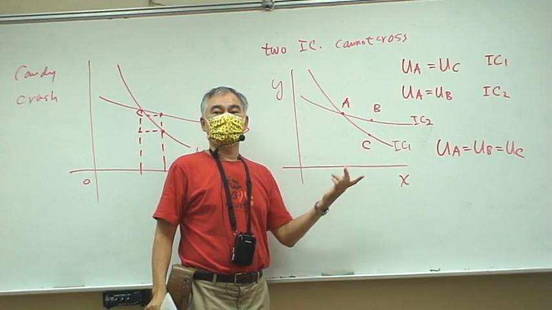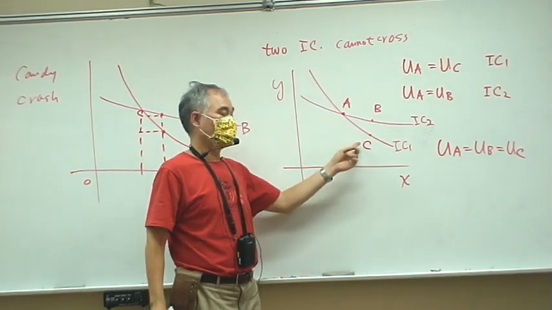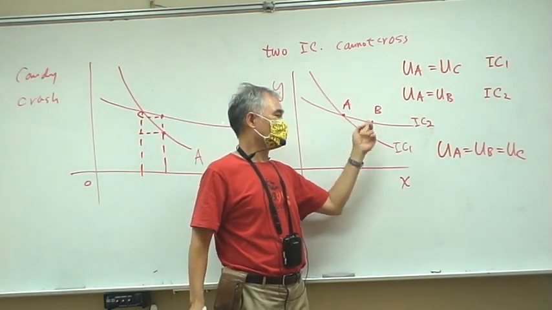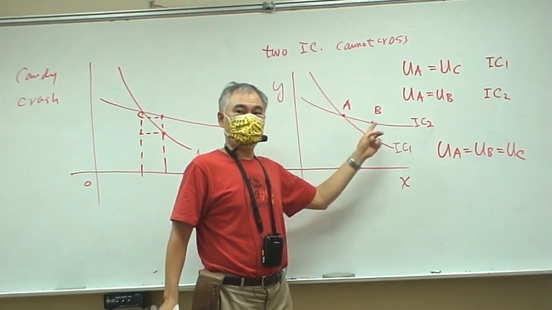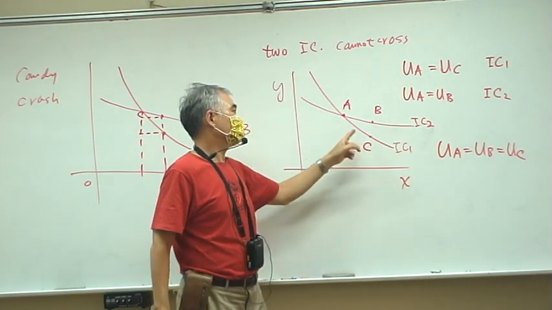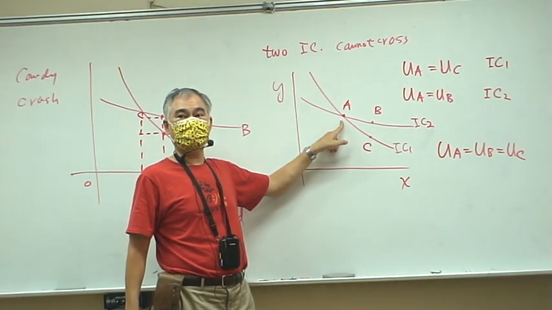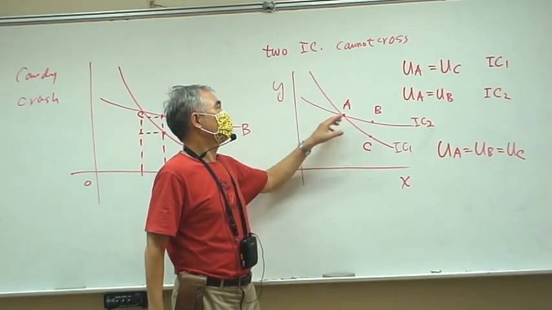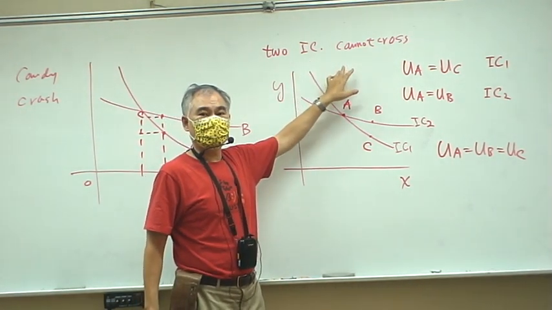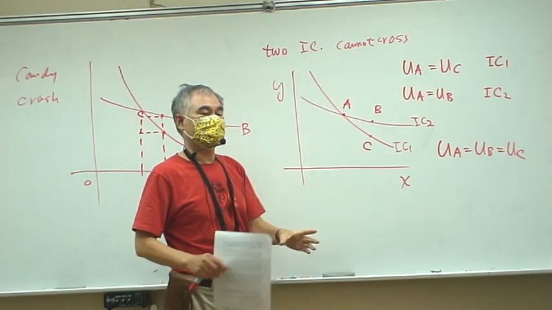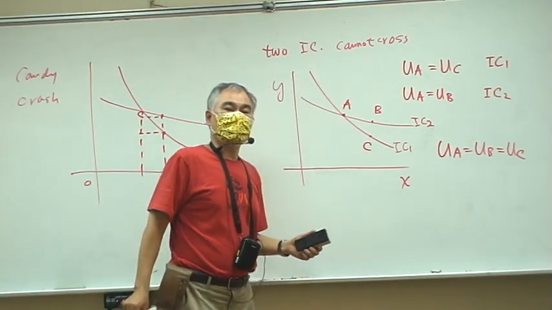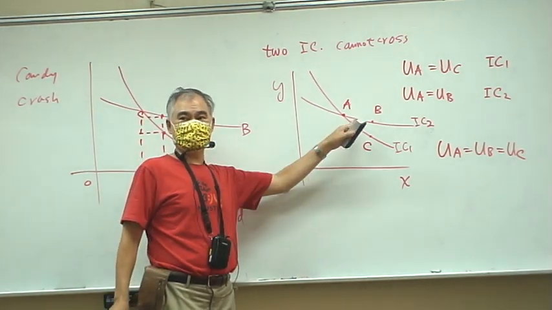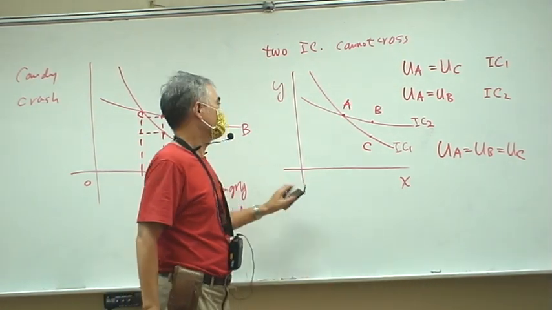That's not quite right, because indifference curve 1 is not indifference curve 2. But it turns out that if they cross at point A, it has to be the same indifference curve. Because of this, two indifference curves cannot cross. Questions? When you draw a picture of indifference curves, you cannot draw them randomly. They cannot cross. If they cross, there's something wrong.